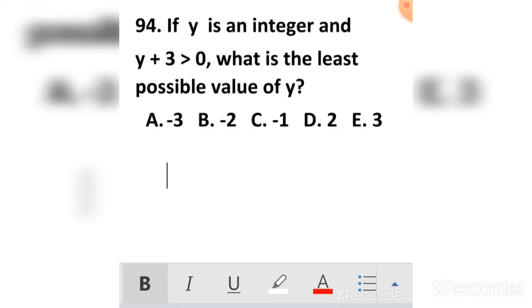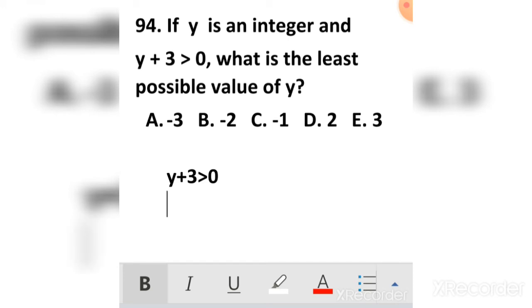94. If y is an integer and y plus 3 is greater than 0, what is the least possible value of y? A, negative 3; B, negative 2; C, negative 1; D, 2; E, 3. So if y is an integer and y plus 3 is greater than 0, what is the least possible value of y?